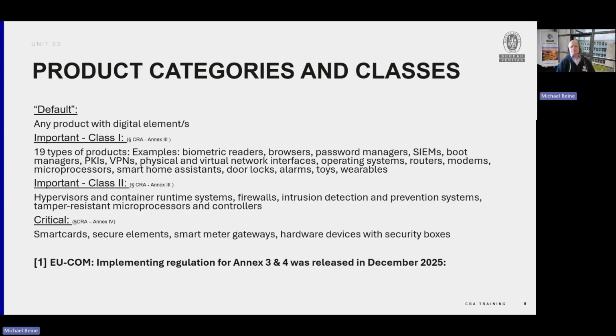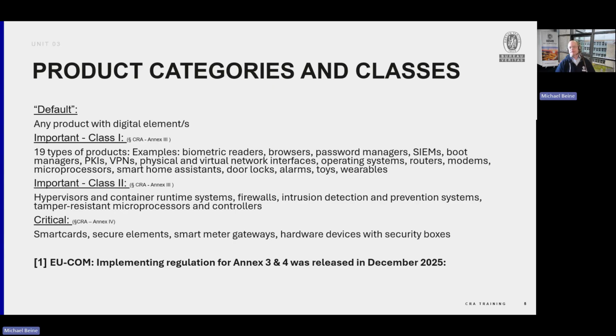And like 80 or 90% of products will fall into this. But then the legislation took out a few examples of products which have a higher criticality and which are put into, for example, the important class 1. It's like 19 types of products. Examples of these would be biometric readers, the fingerprint reader or the iris scan readers. These biometric readers are put into a particularly important class 1 category.